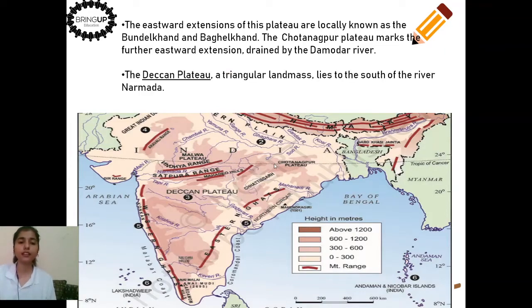Now the second division is the Deccan Plateau. The Deccan Plateau, a triangular landmass, lies to the south of the river Narmada. Now we again see the Narmada River. Right south of the Narmada River, I'm forming a triangle with this pointer. You can see this is the Deccan Plateau.